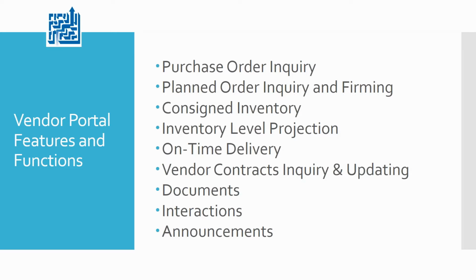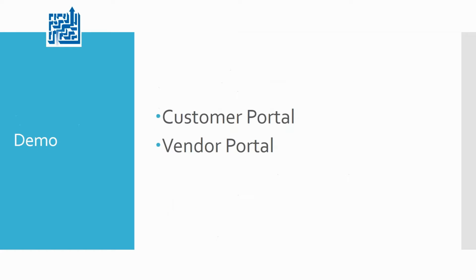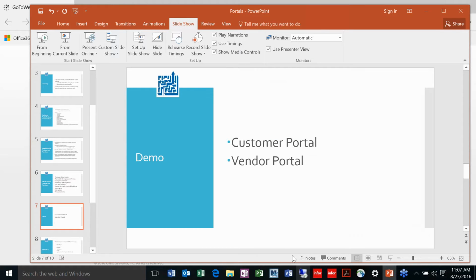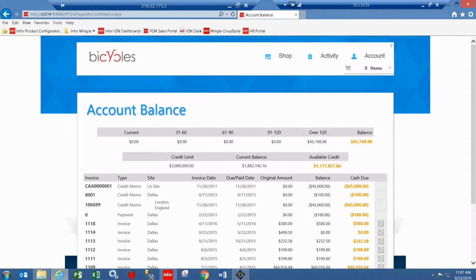So I won't read all of those, but we'll see some of the other functional capabilities when we walk through the portal. We won't do all these, but we'll touch on several of them. So that's vendor portal functionality. So I'm going to veer off now. I'm going to give you a little demo on both of these. We'll start with the customer portal. So I'm going to come now to my system environment.